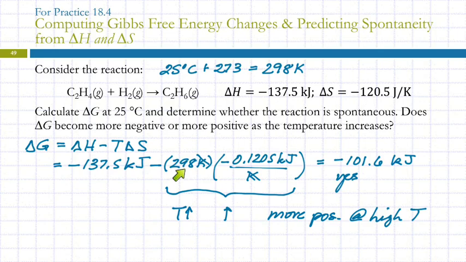So as the temperature increases, this term gets bigger. I'm subtracting a negative that's larger, which is adding a positive. So this is going to be taking away from the negative delta G. Any questions? That didn't go very well.